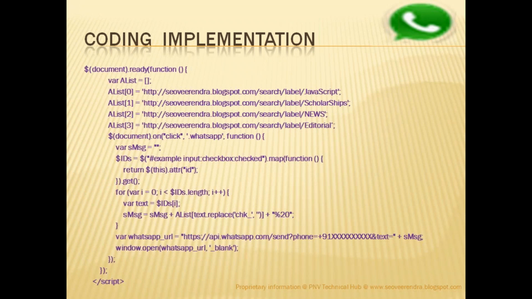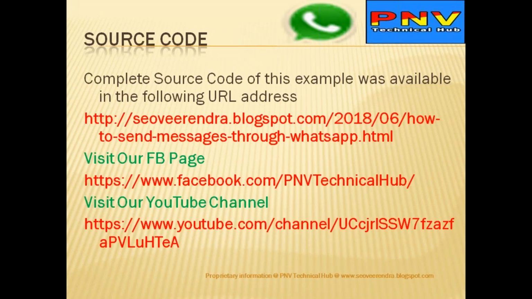In the checkboxes, I would like to choose a few different concepts from my blog. I want to choose JavaScript and scholarships, information, news, and editorial. So if one checks that one, automatically that link will be shared to someone. So likewise, I can use this. This is a sample code implementation, and the source code is also available in this particular section, so we'll get back to it.